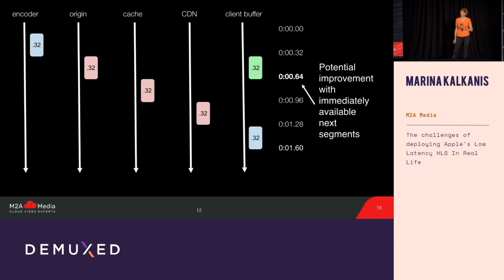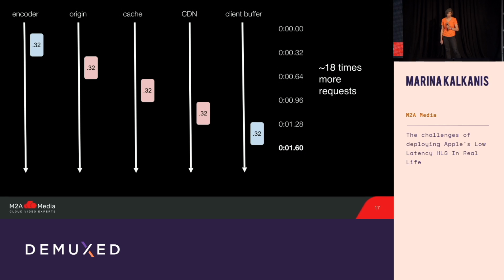So what if you could get that part out as soon as it was ready? What would that look like? Well, now you're down to somewhere in the range of half a second, which is starting to look pretty good. But one thing to be aware of with all of this, of course, is now you're making about 18 times more requests, because instead of looking for stuff every 6 seconds, you're looking for it every 320 milliseconds. And I think Will Law later today might be talking about CDN implications of this.